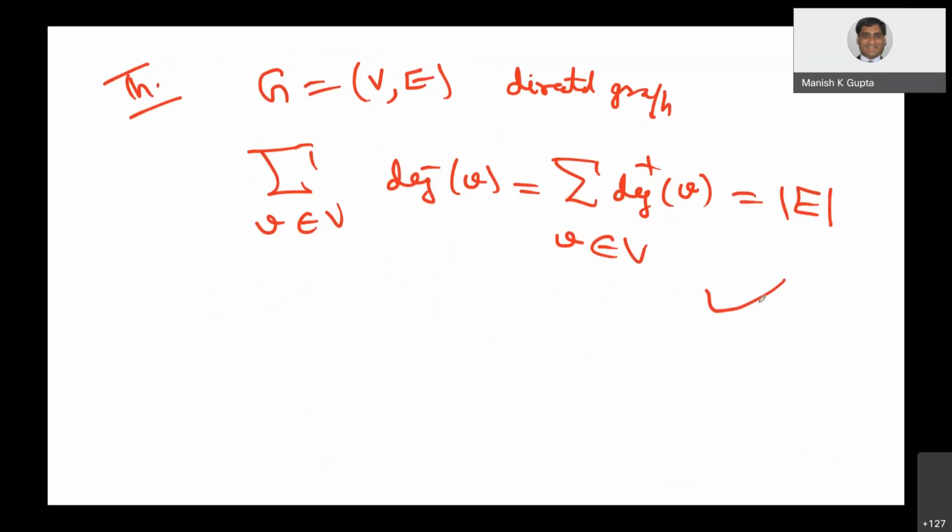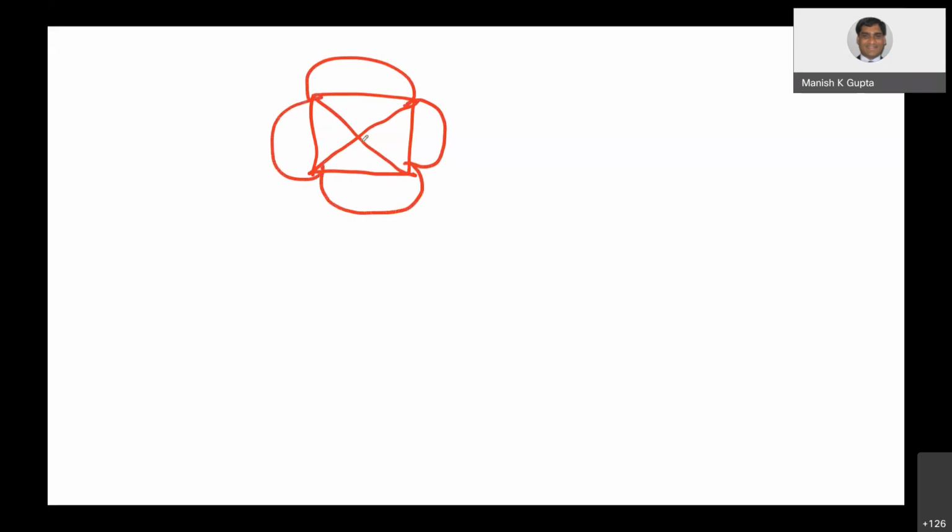Now, since we are looking at graph theory, I should tell you that graph theory started with the Konigsberg bridge problem in Germany, and Euler solved that problem using this notion of graphs. I would like to ask you one question. Can you make this figure without lifting your pen?